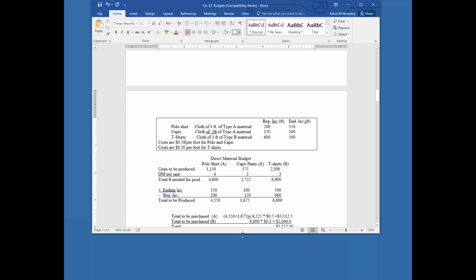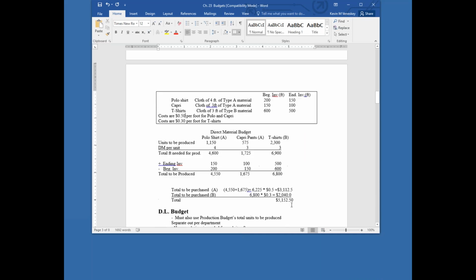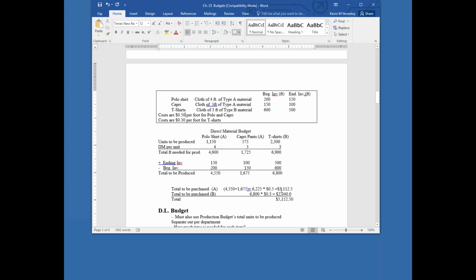All right, part B, 6,800 feet times 30 cents a piece. We do the simple math there, $2,040. In total then, for materials, I'm going to need over $5,000. This is going to come into play again later when I'm needing to do my cash budget and seeing how much money I'm going to be spending.